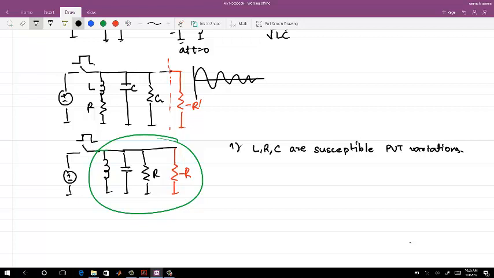So if your L changes by, let's say, 4 times, your frequency changes by half, right? It's 1 by under root LC. Now, whether it's a 4x variation, I would say it's a really bad design if you do not take into account the range where you are going to use it. Then the other thing is, as soon as you have a resistance in the system, you have thermal noise.